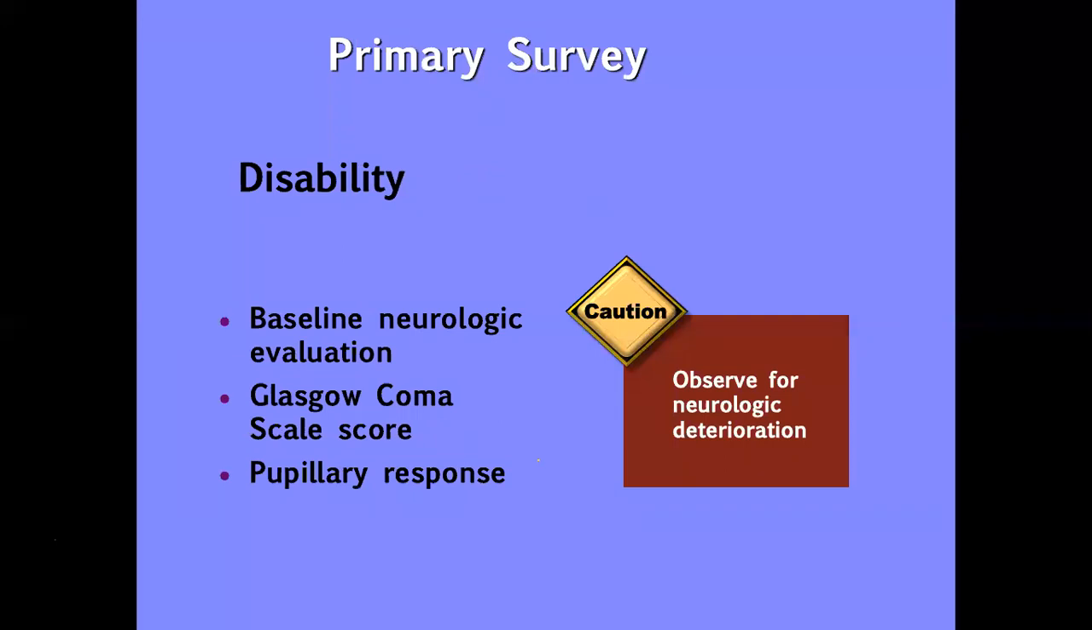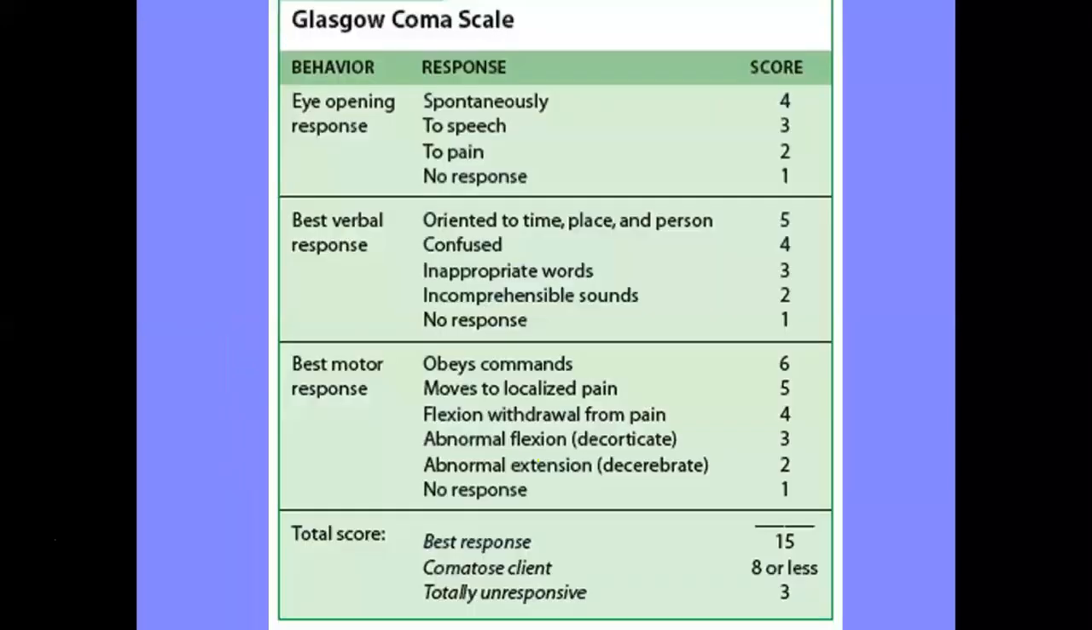Well, in the disability section, we look at the patient's GCS as well as the pupillary response and the power of all four limbs. Now, the Glasgow Coma Scale is something which everybody should know without any confusion. What we are looking at is the eye response, best verbal response, and best motor response, giving a total score of 15.